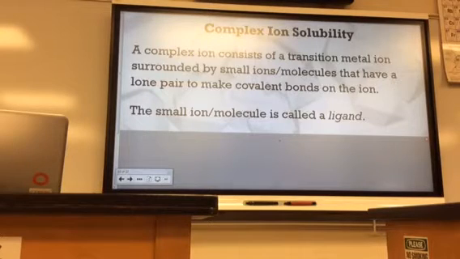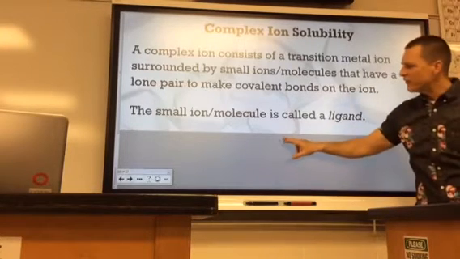In the case of a complex ion, the transition metal ion has empty orbitals. Orbitals are places where you can hold 2 electrons around an atom. We'll talk about that when we do electron arrangement. But yeah, the lone pair on the ligand is going to attach itself to the transition metal's empty orbital.